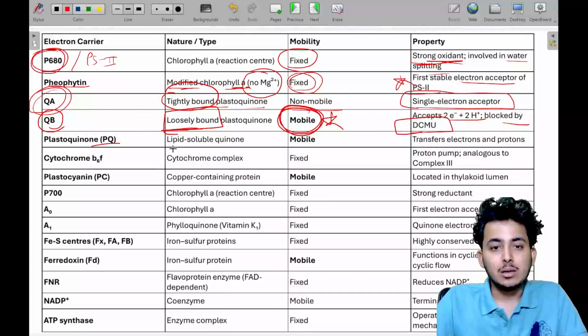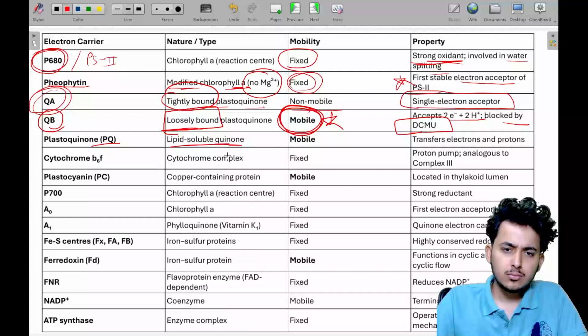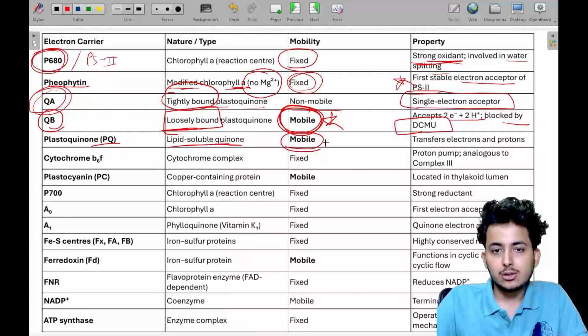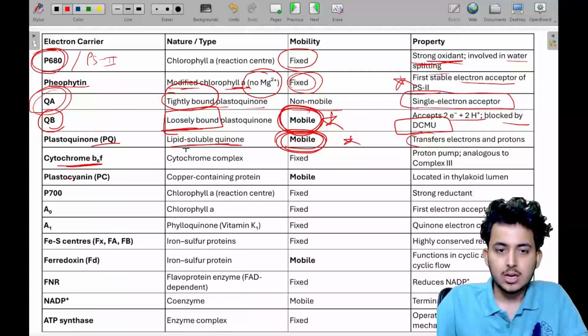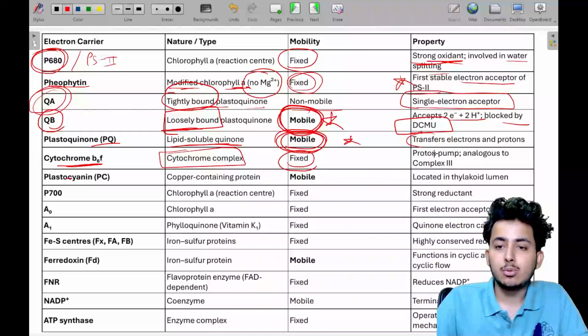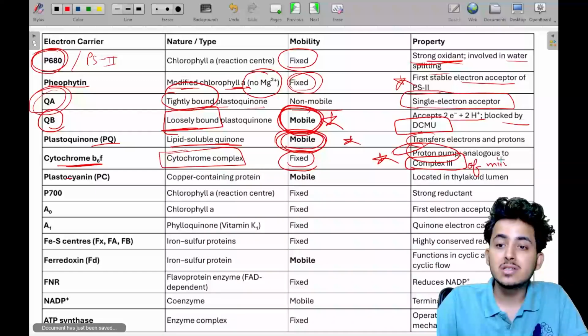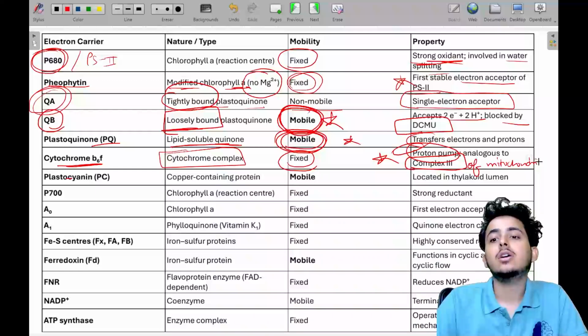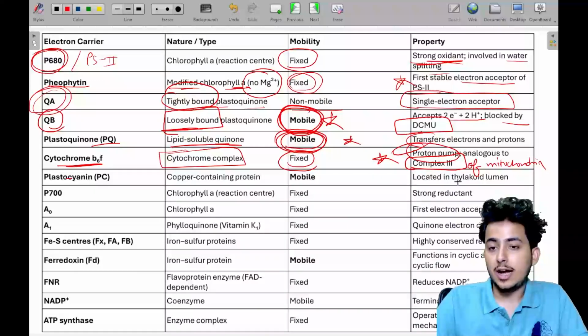Plastoquinone is a lipid soluble quinone. It is also a mobile electron carrier, which transfers electrons and protons. Then we have cytochrome b6f, a cytochrome complex, mainly a dimeric complex, a fixed electron carrier and proton pump, responsible for generation of the proton gradient, analogous to complex 3 of mitochondria, guys. They link some questions with the electron transport chain that happens in our body and photosynthesis. So that is important. It is analogous to complex 3.